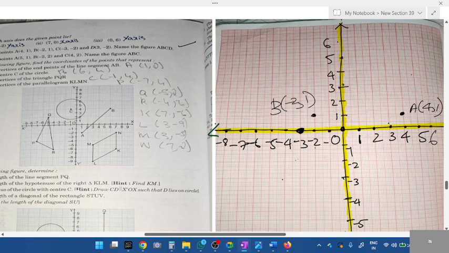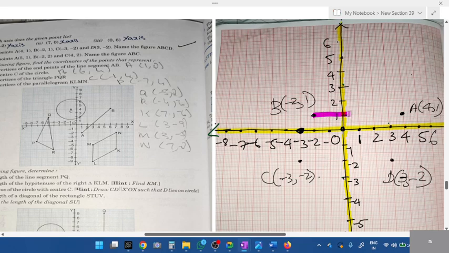C is (-3, 2). (-3, 2) is C. And D is (3, -2). (3, -2). Then what they've told you, after plotting the points, you have to connect it, students. Connect it.